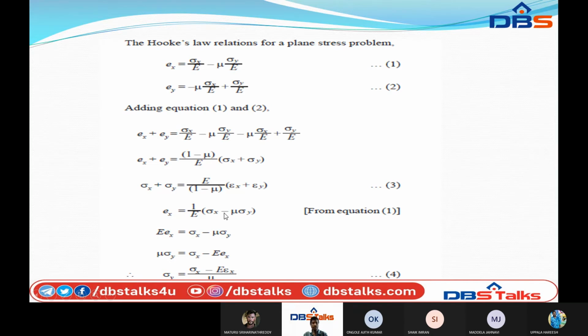I'm modifying the equations for getting the value of Ex and substituting that equation in equation 1, Ex plus Ey. Instead of the Ex value, I'm substituting the value of sigma x minus mu sigma y into equation 1. Ex equals sigma x minus mu into sigma y. Mu into sigma y equals sigma x minus Ex. Finally, sigma y equals sigma x minus Ex by mu.